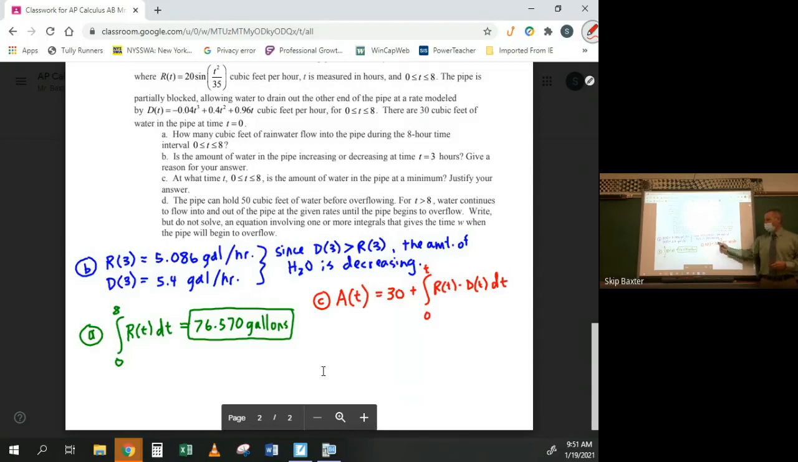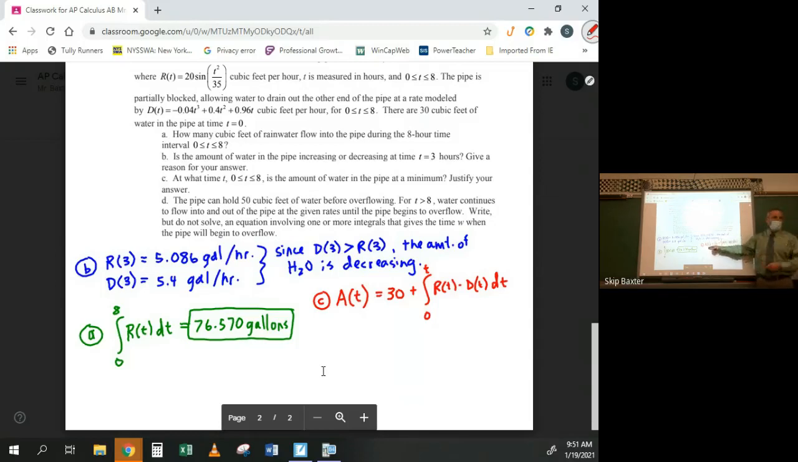So if I just take the initial amount plus the amount it changes from 0 to t, that's going to give me the amount at any moment. So if I'm trying to find this function, forget about what this function actually is.